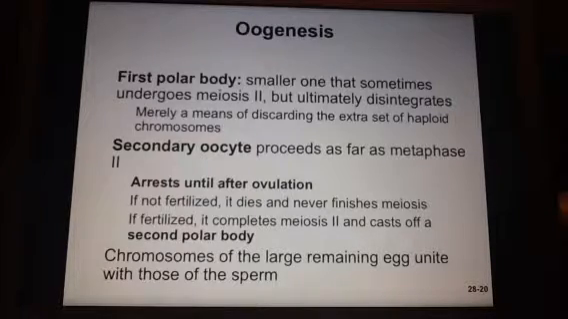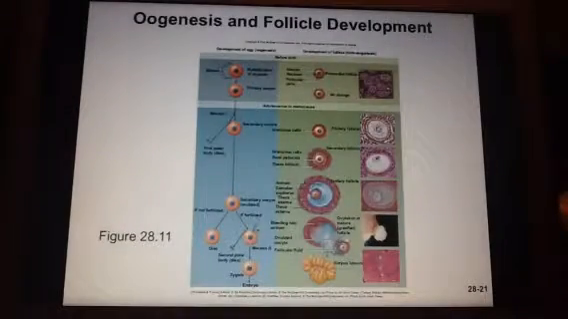And then, again, our magic number is 46. So we're just looking at the left-hand side. The right-hand side is the development of the follicle. We'll get to that. But the left-hand side is kind of where we're at right now.